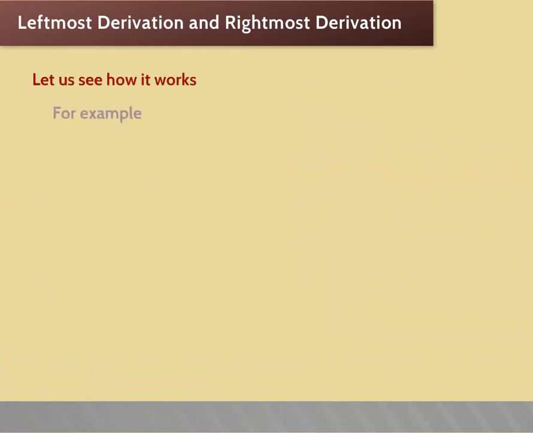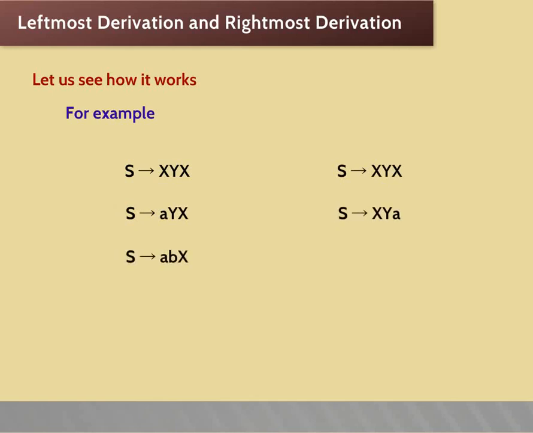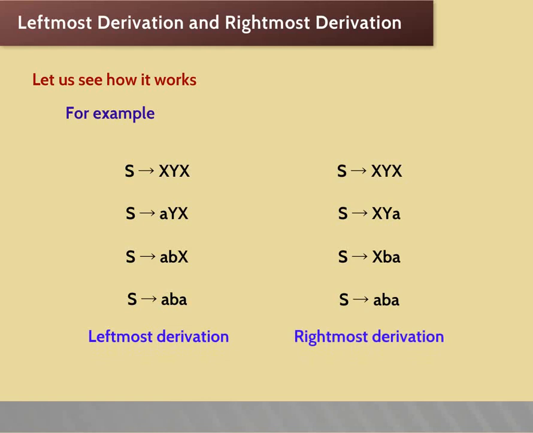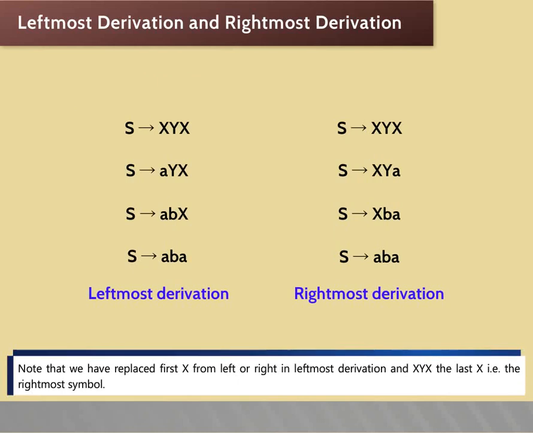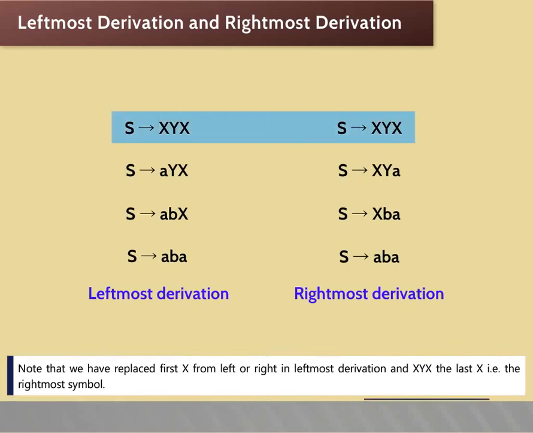Let us see how it works. For example, S → XYX. Leftmost derivation: S ⇒ XYX ⇒ AYX ⇒ ABX ⇒ ABA. Rightmost derivation: S ⇒ XYX ⇒ XYA ⇒ XBA ⇒ ABA. Note that we have replaced the first X from the left in the leftmost derivation, and in XYX the last X, that is the rightmost symbol, in the rightmost derivation.